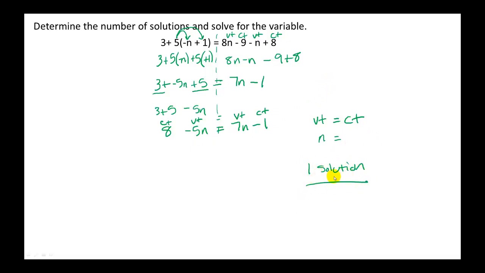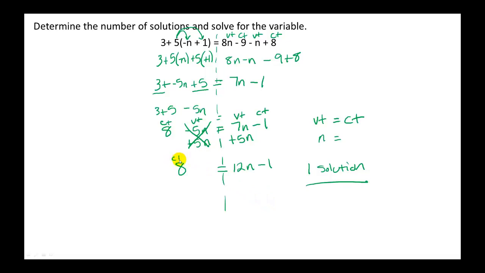To find that one value of n that will make this equation true or balanced, I'm going to move the 5n's to the right to be with the 7n's. I do that by taking the inverse. It's a negative 5n, so I'm going to add 5n. I added 5n to the left, so I add 5n to the right. So 5n take away 5n is now gone. On the left side, I'm left with 8. That's equal to 7n plus 5n is 12n, and I bring negative 1 down.